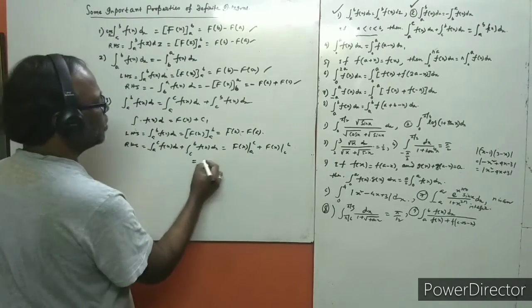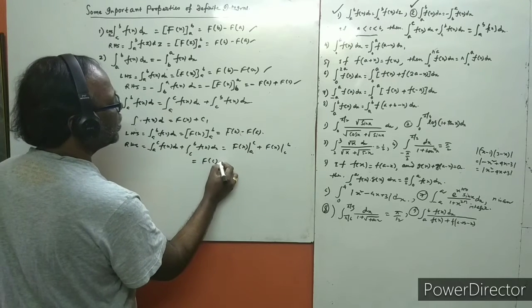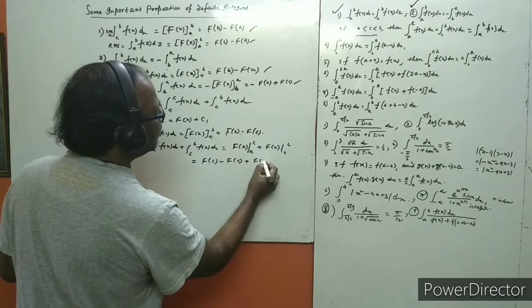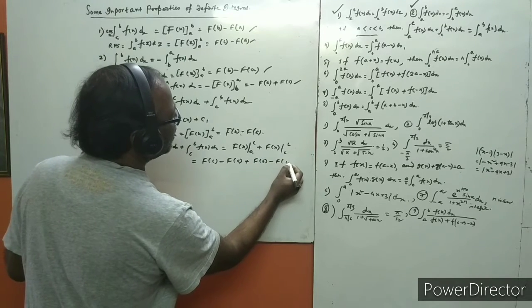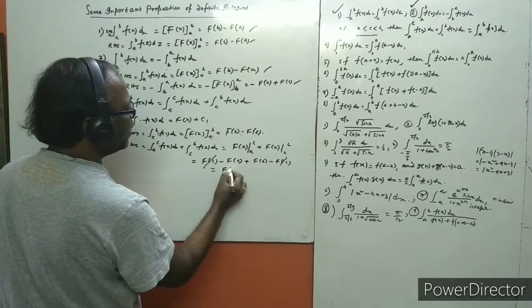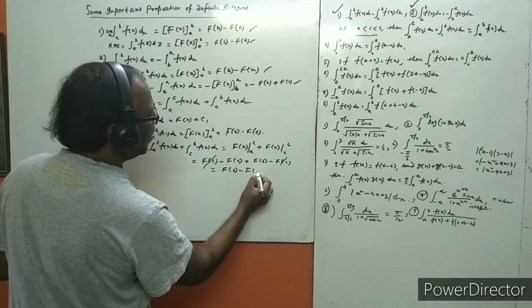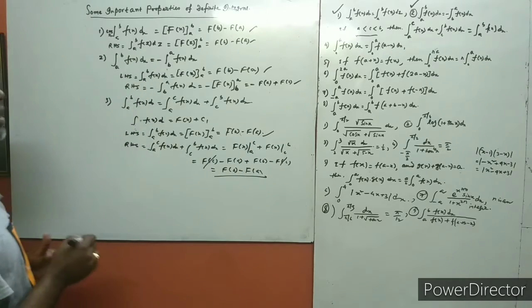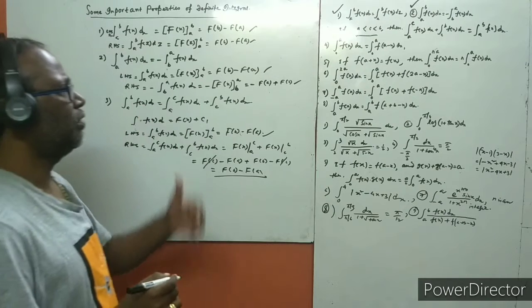So you can easily put F of c minus F of a, and on the second part F of b minus F of c. The F of c terms cancel, and what is left is F of b minus F of a. So these are the same, and you can say the third property is verified.